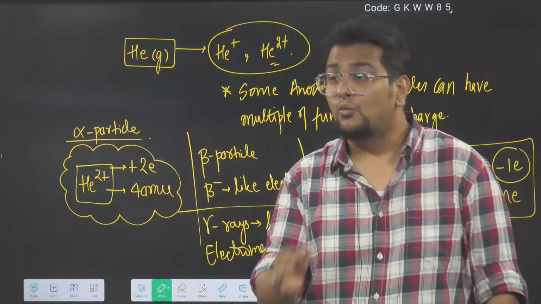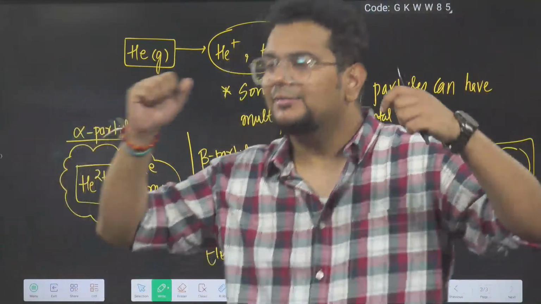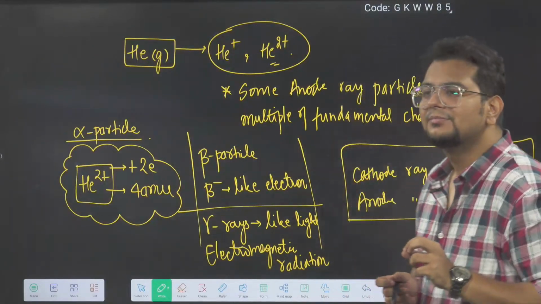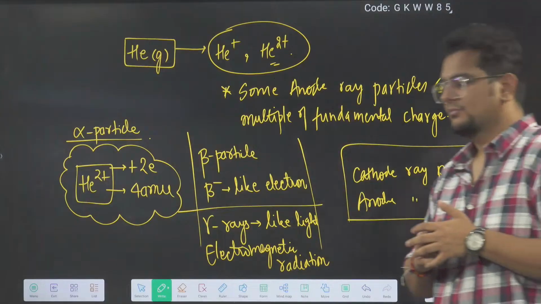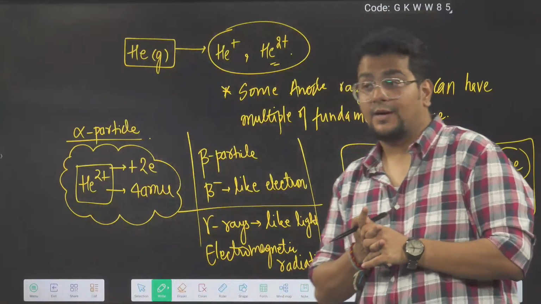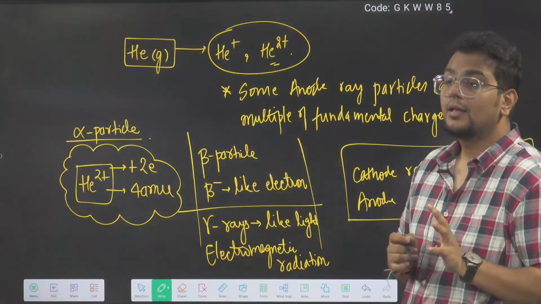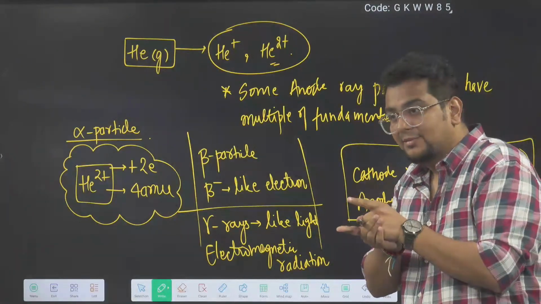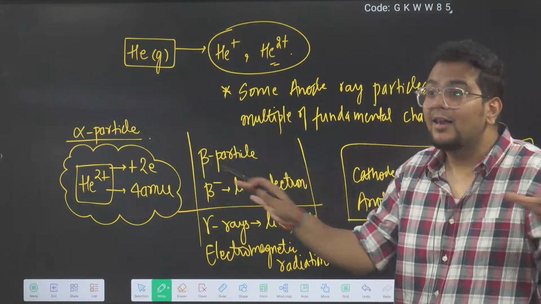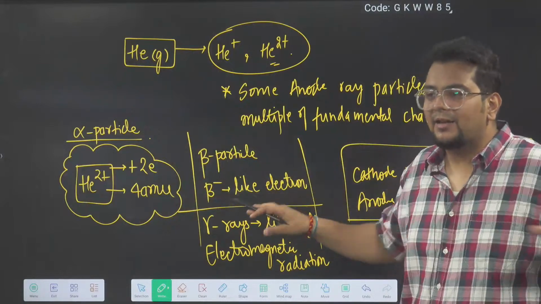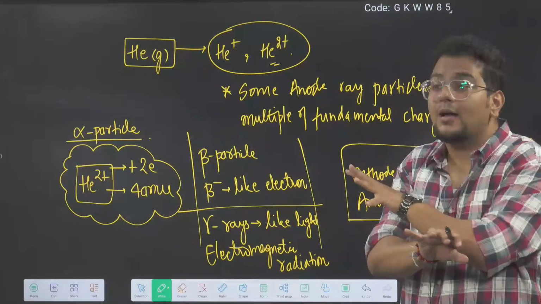So alpha particle, beta particle, gamma. Which is the largest particle? Alpha, beta, gamma, largest particle. Alpha. Then beta is smaller than alpha. And no particle, as per classical physics, if I say gamma.